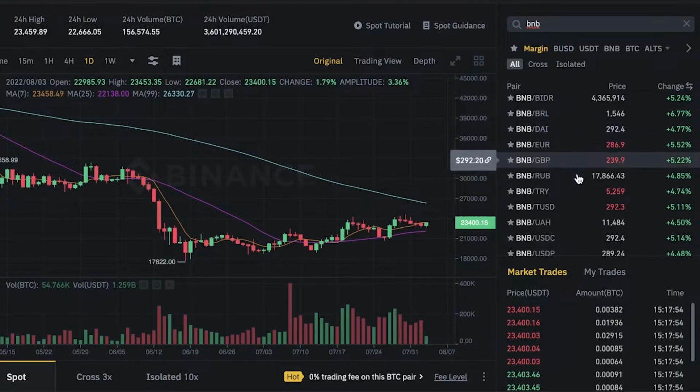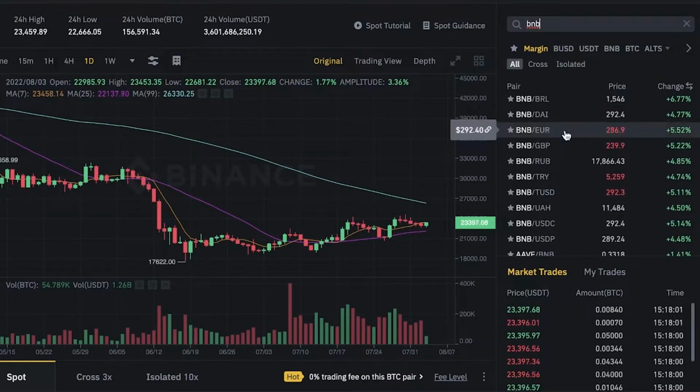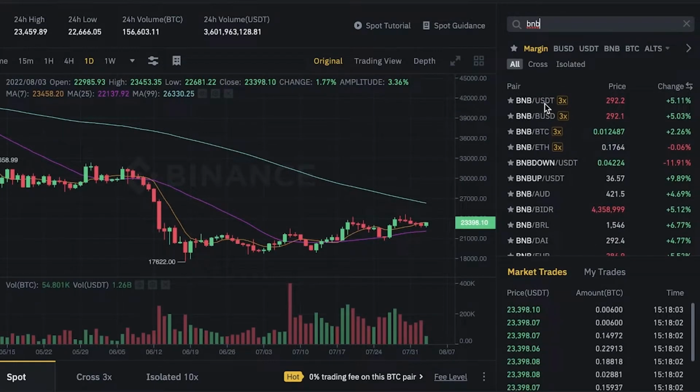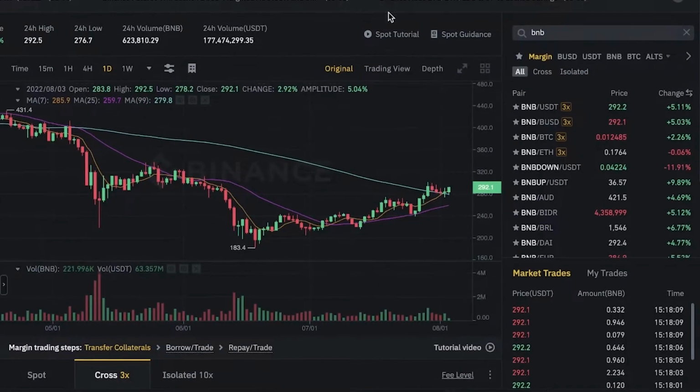And then you're just going to search for BNB with any native currency like BNB/TUSD or BUSD, whatever you might want. So you can search for BUSD or USDT. And you might be wondering, I don't have USDT or BUSD.